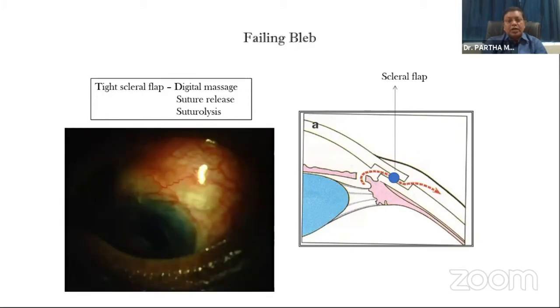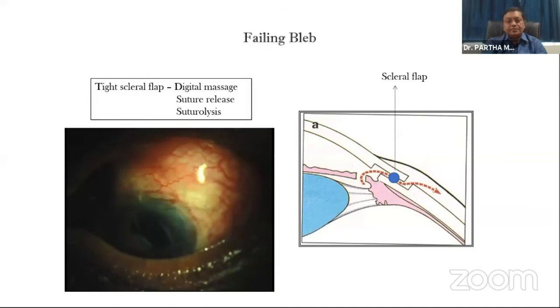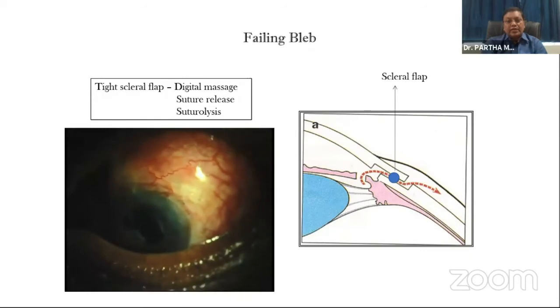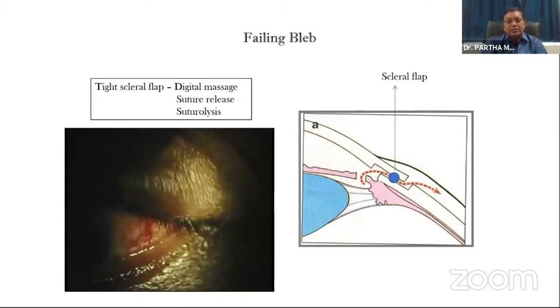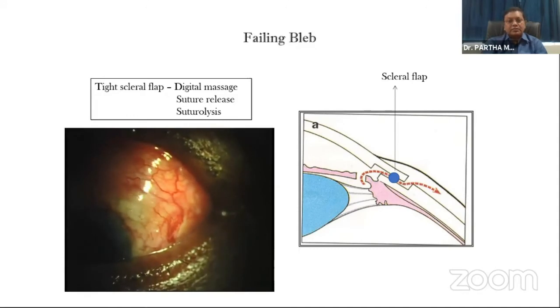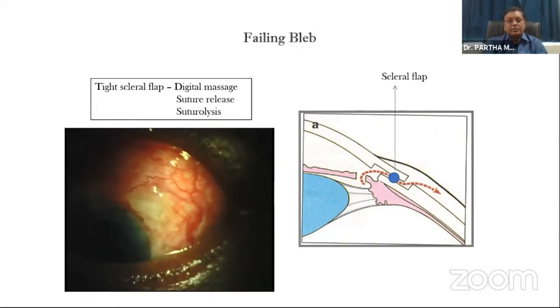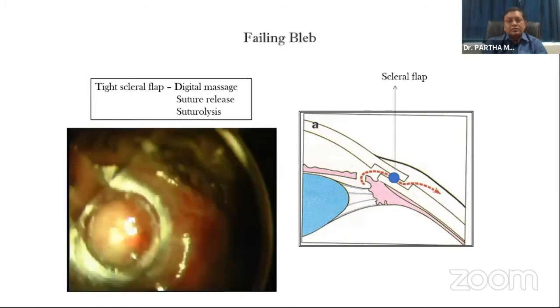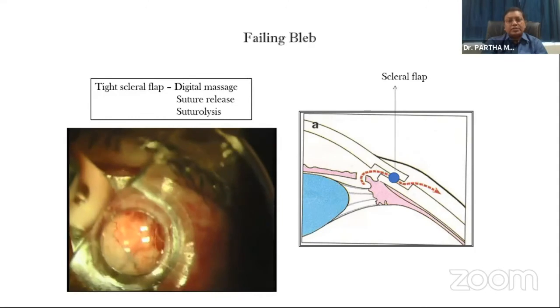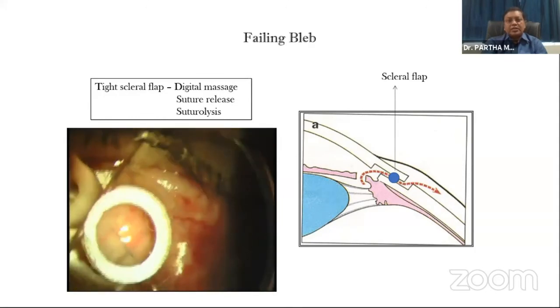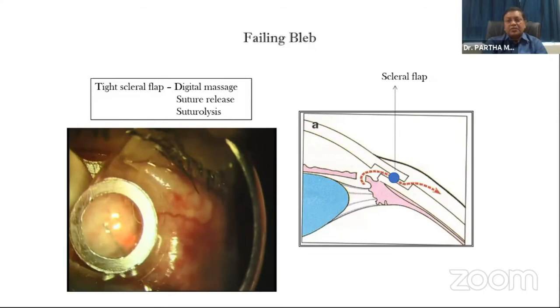Even if it doesn't work, then you can release the suture, followed by, if necessary, digital massage. Or you can do suturolysis if, even after digital massage and the suture release, the bleb is not functional.